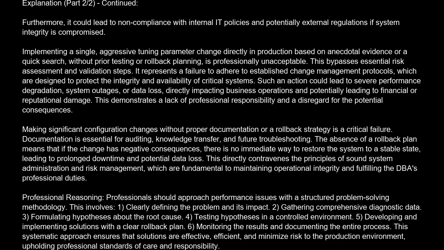Furthermore, it could lead to non-compliance with internal IT policies and potentially external regulations if system integrity is compromised. Implementing a single, aggressive tuning parameter change directly in production based on anecdotal evidence or a quick search, without prior testing or rollback planning, is professionally unacceptable. This bypasses essential risk assessment and validation steps.